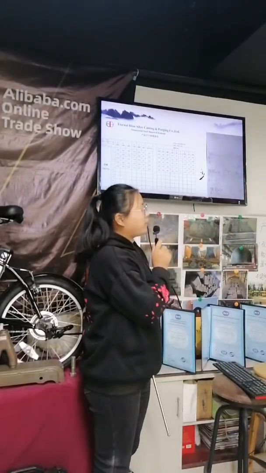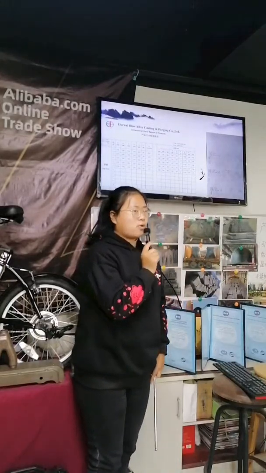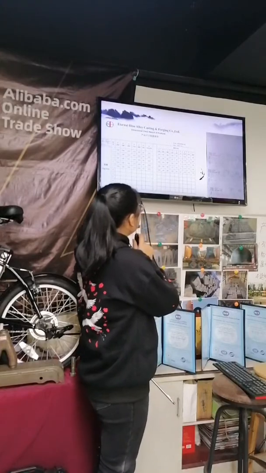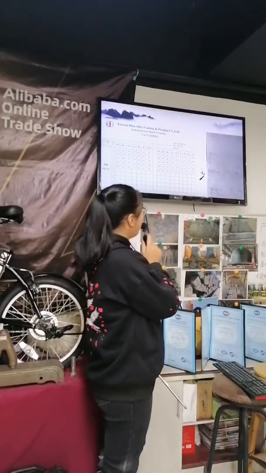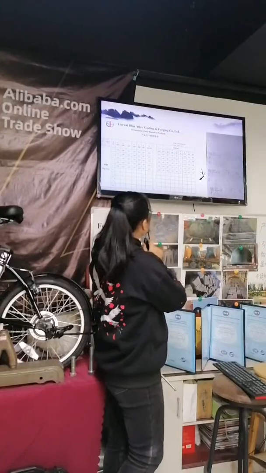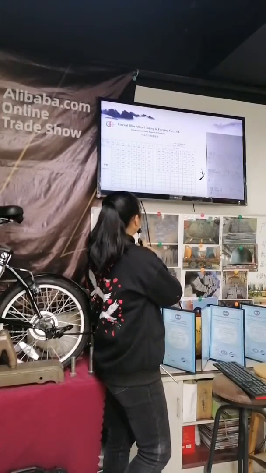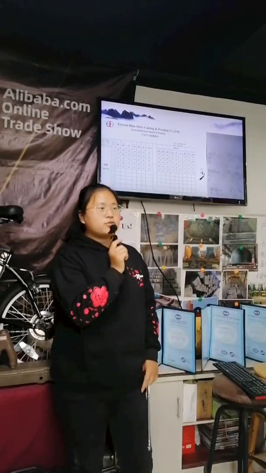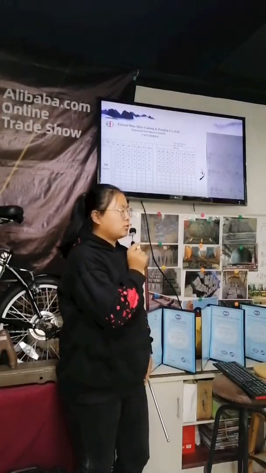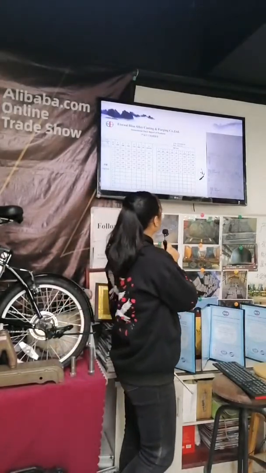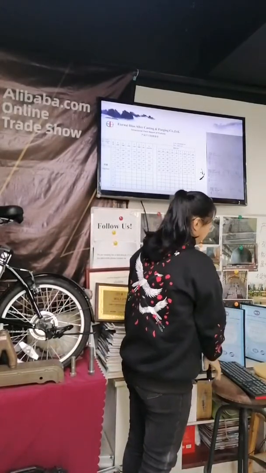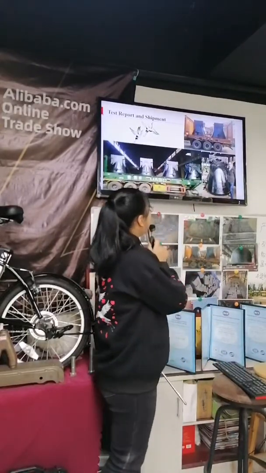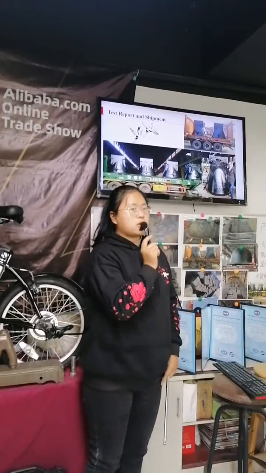Next, test report for slag port. This one is dimensional check report for slag port. You can see the brick size is about diameter 2,362 millimeters. Next, test report and the shipment for slag port.